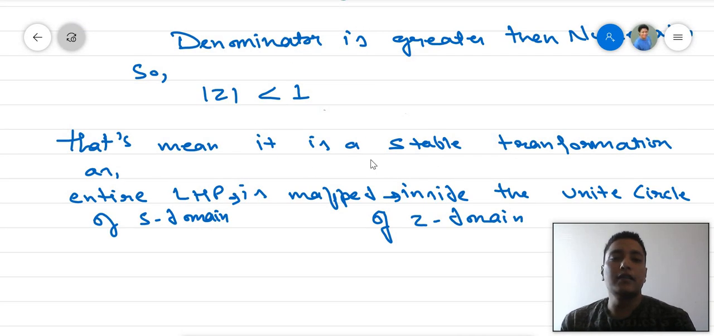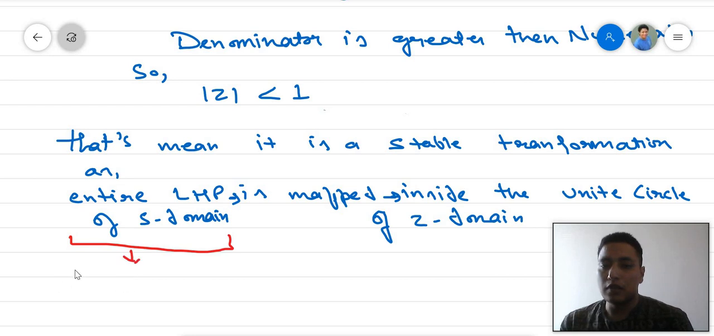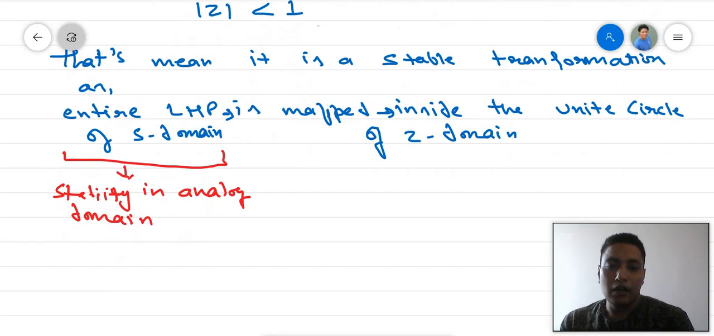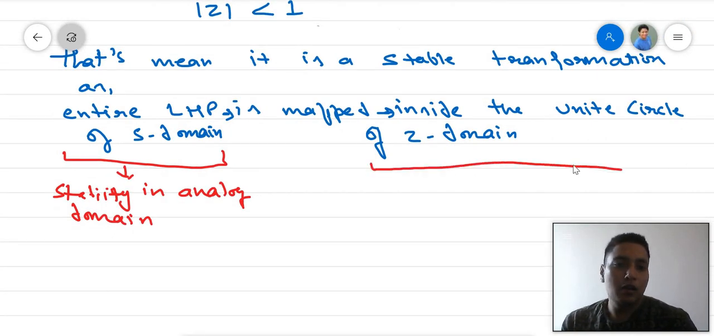That means it is a stable transformation, as the entire left half plane of the S domain is mapped inside the unit circle of the Z domain. Now the entire left half plane of the S domain means stability in the analog domain. Inside the unit circle means stability in the digital domain.